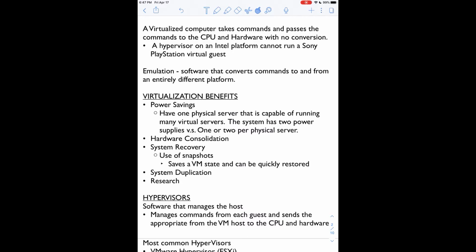System duplication. You can actually have a server that's in production, and we'll say there's a new version of software out there that you want to run. You don't have to build a new system. You can just simply take that existing production server, make a copy of it, change its IP address, a name, and then you've got a copy of it, do the upgrade on the server. And research. A lot of people will use virtual environments for research.